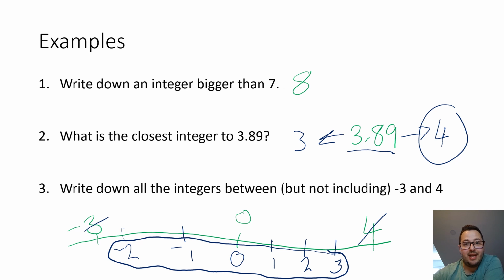Okay, so just to recap then, an integer is a whole number. It's not a fraction, it's not a decimal, it's not pi or anything like that. It's a whole number. It can be negative and it can be 0 as well.